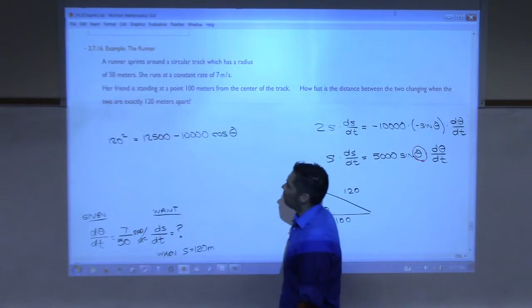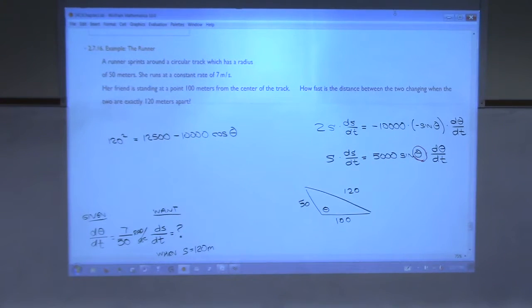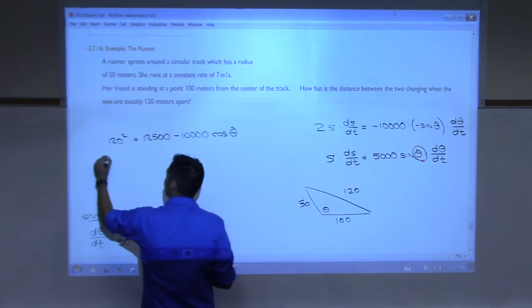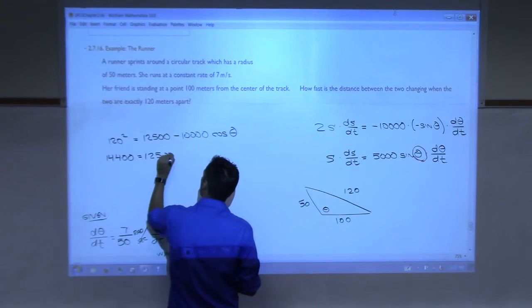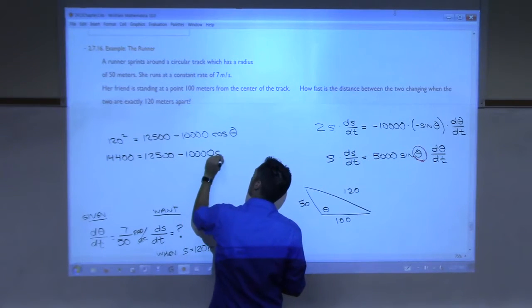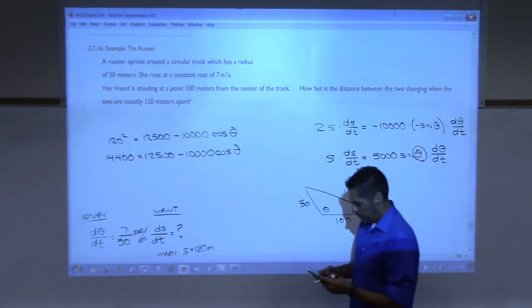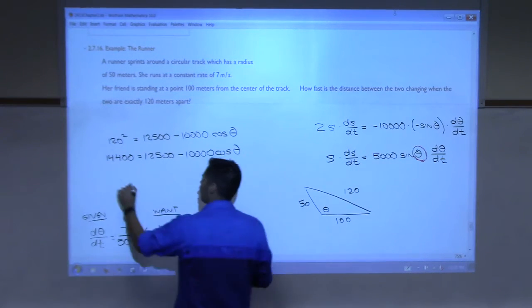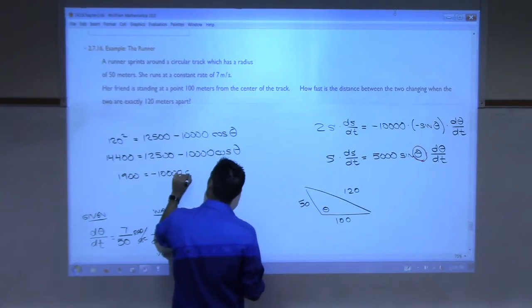So now at this point, let's square 120. So everyone do that, square 120. 14,400. 14,400. Let's subtract 12,500 from both sides. I think I did too many zeros. No. So subtract 1900. 1900, right? So you're going to get 1900 here equals negative 10,000 cosine theta.